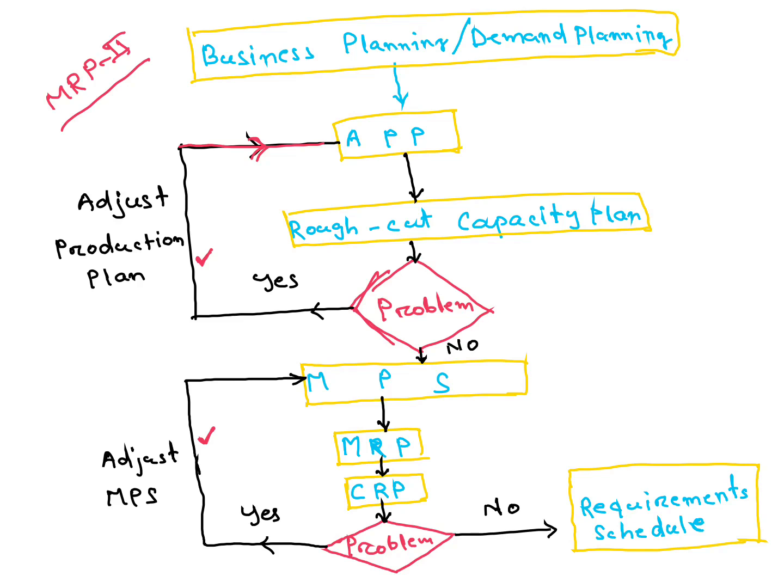Then MRP, CRP. After CRP, capacity requirement planning, if a problem is there, then you have to adjust your MPS, master production schedule. Or if no problem is there, then go to the requirement schedule. So this is the main difference. Two loops you will get. Here both are interrelated, MRP and CRP.